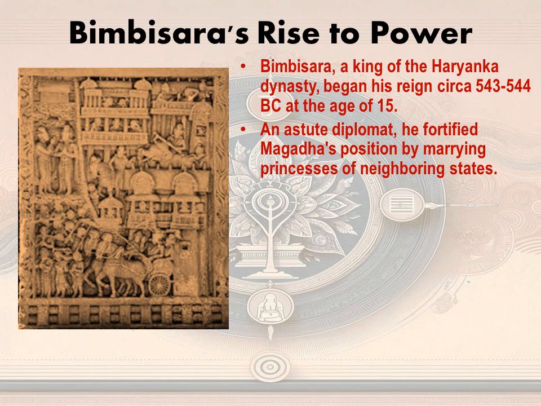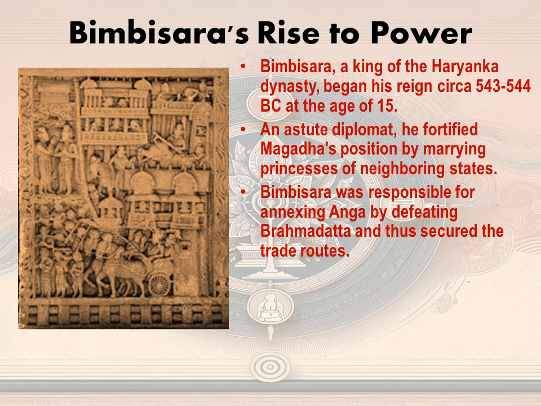An astute diplomat, he fortified Magadha's position by marrying princesses of neighboring states. So he formed marital alliances with the neighboring states, and thus fortified his political position. Now when you have a powerful king of your neighboring state as your ally, then obviously you will be more powerful than the others. Bimbisara was responsible for annexing Anga by defeating Brahmadatta.